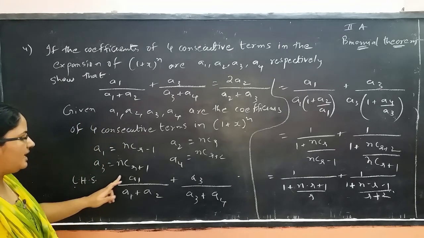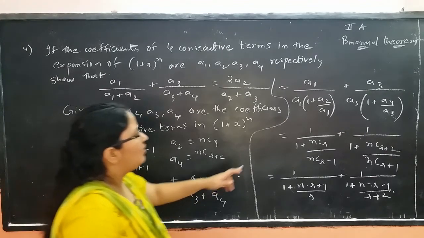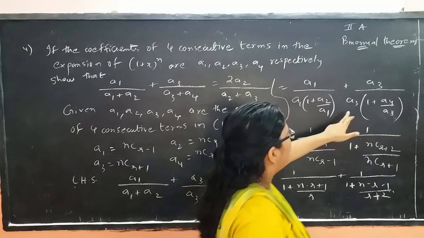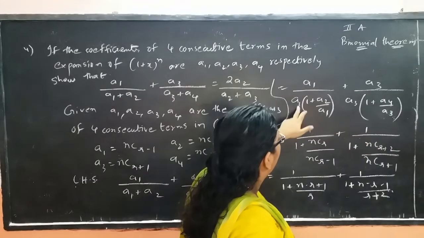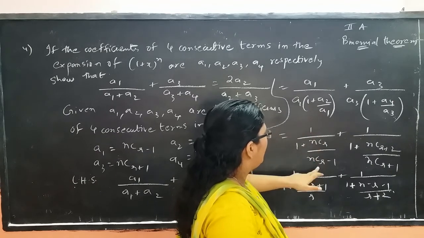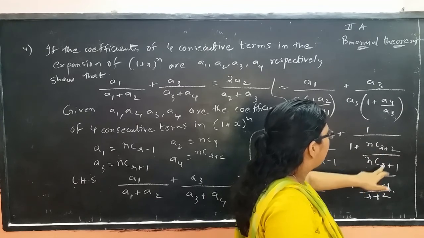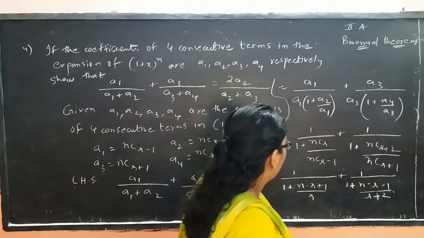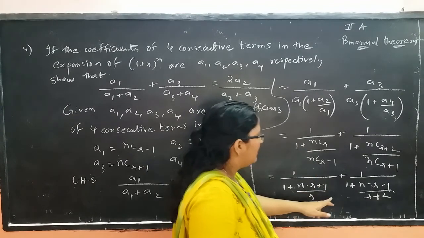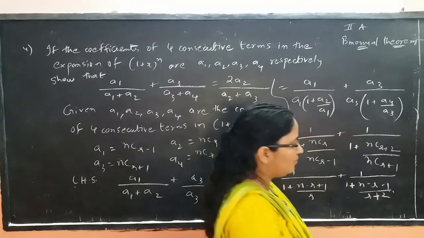To have in the LHS a1/(a1 + a2) + a3/(a3 + a4), take a1 common here. If you take a1 common, you have 1 + a2/a1. If you take a3 common, you have 1 + a4/a3. a1 cancels, a3 cancels. a2/a1 will be nCr/nC(r−1), plus a4/a3 will be nC(r+2)/nC(r+1). Now nCr/nC(r−1) is equal to (n − r + 1)/r. This is equal to 1 + (n − r − 1)/(r + 2).